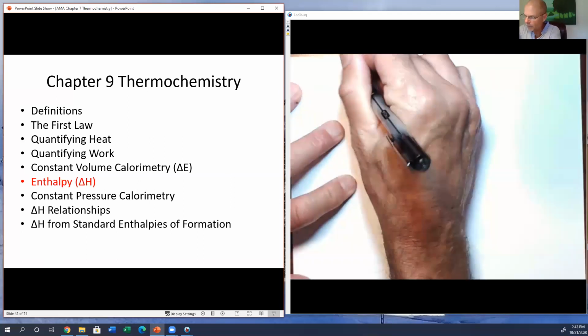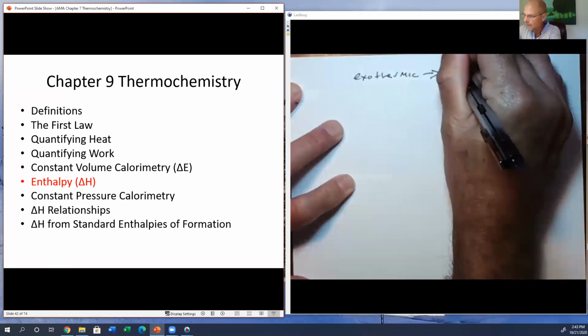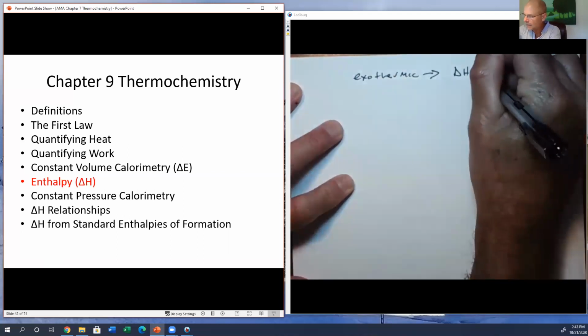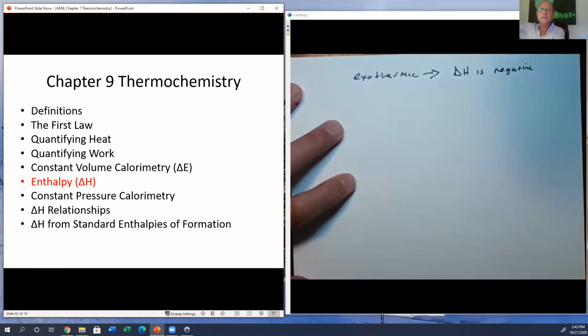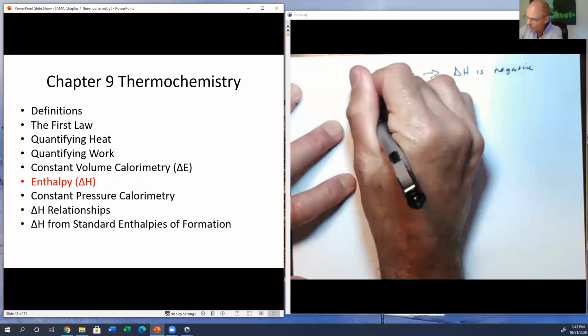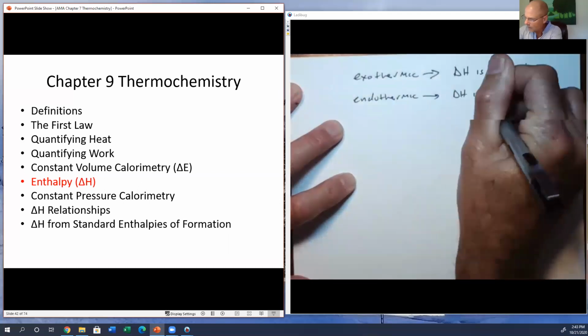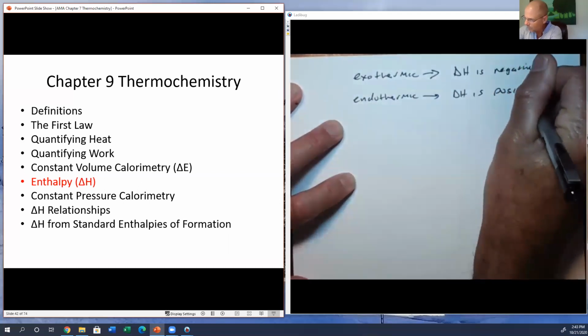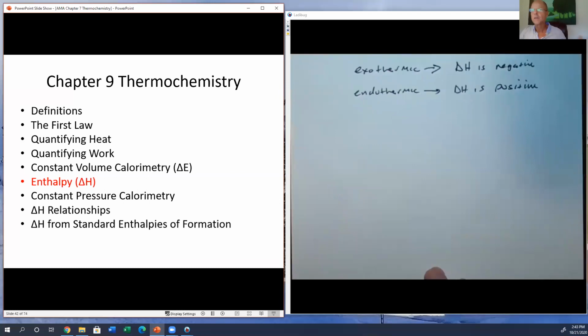For an exothermic reaction, delta H is negative, right? A reaction that gives off heat, delta H is negative. Energy is leaving the system, just like money leaving your bank account carries a negative sign. An endothermic reaction, delta H is positive. Energy's coming into the system, right? Just like money coming into your checking account, okay?